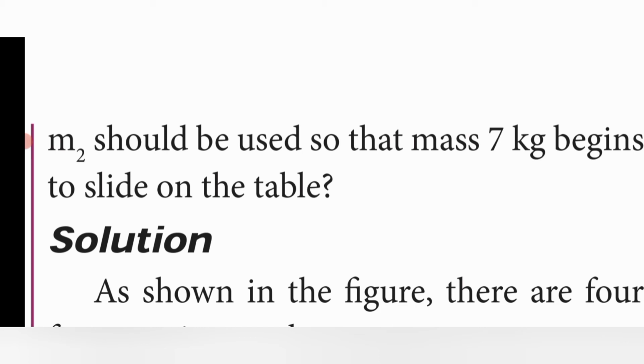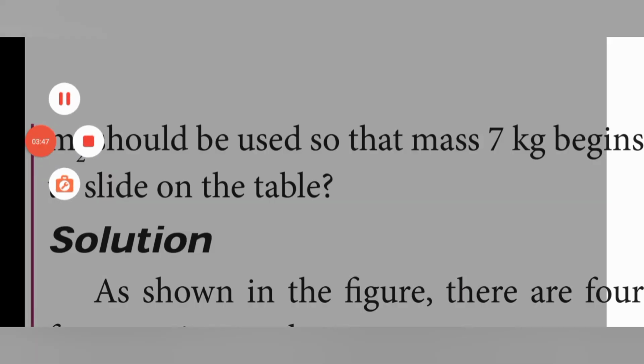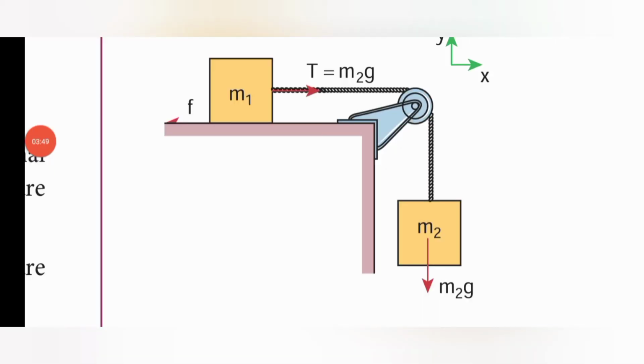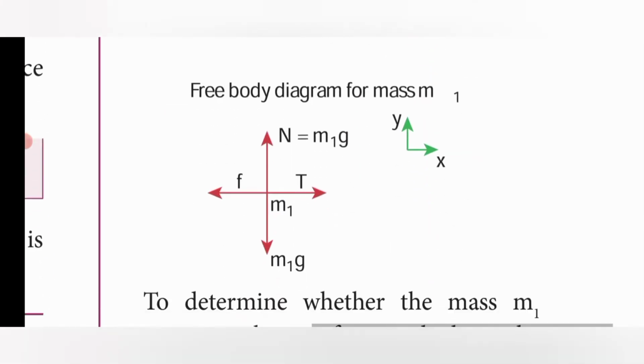First imagine the picture, look at the picture first, then I will explain one by one. So this is the picture. Imagine the table is there, and m1 and m2 are the two masses. Here m2 hangs over a pulley. The parameters used here are m1, m2, and also the free body diagram.